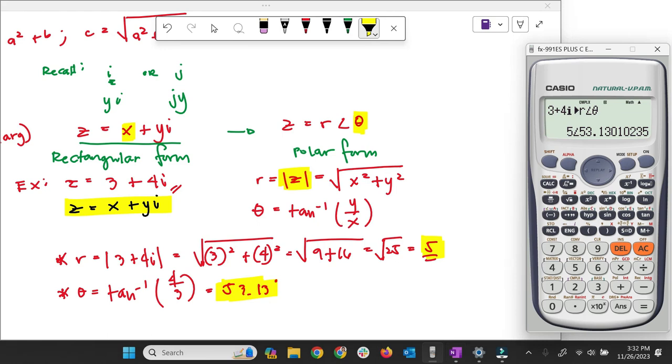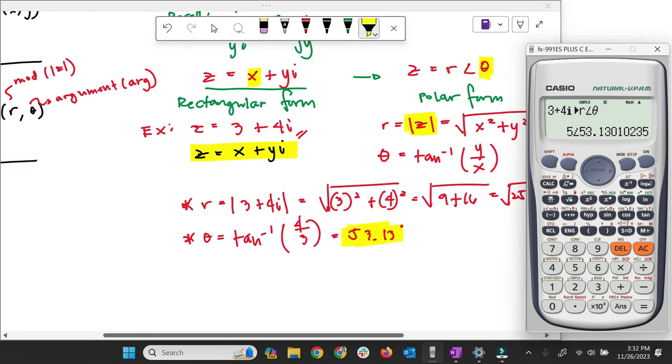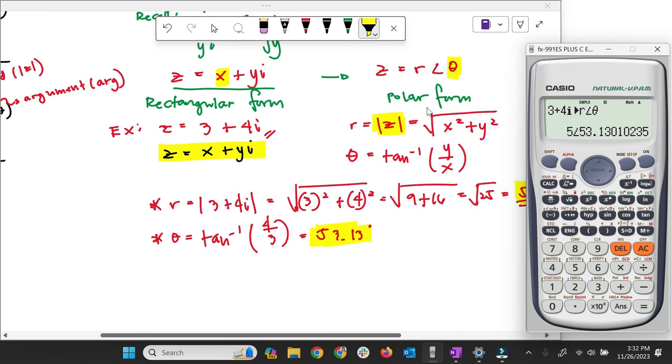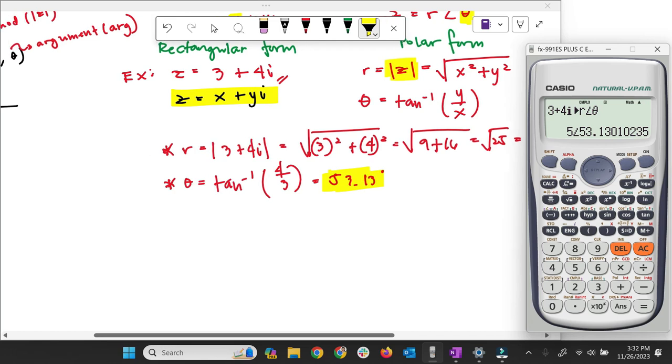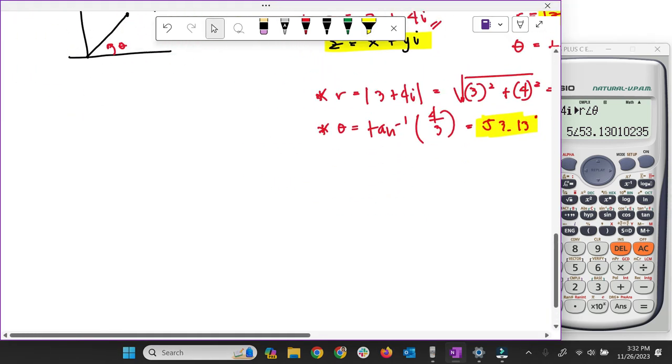Ayan. So, let's proceed to the next types of complex numbers now. So, we have the rectangular form, the polar form. Let's proceed to the last two, which are the exponential and the trigonometric formats of our complex number.